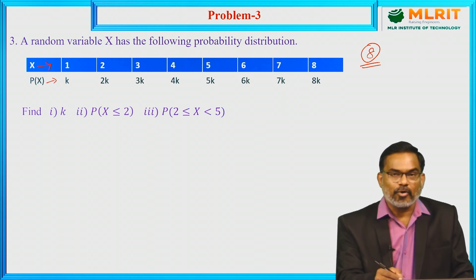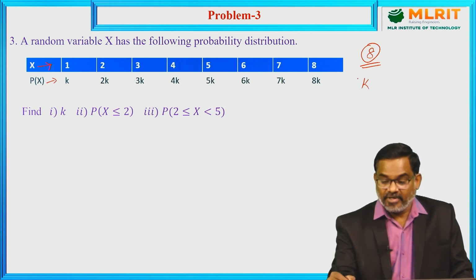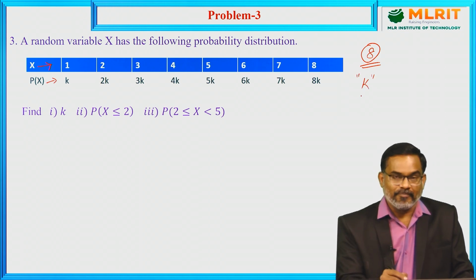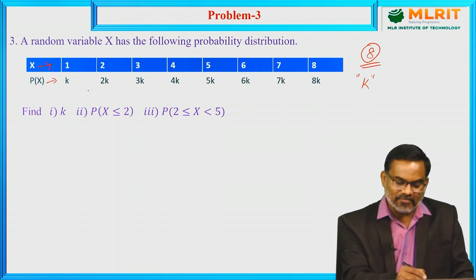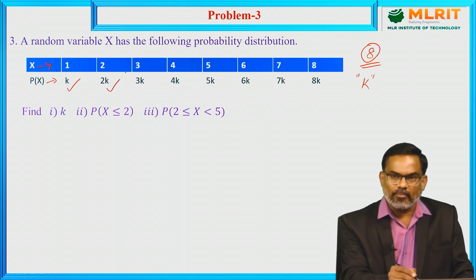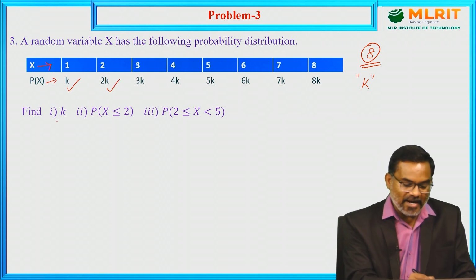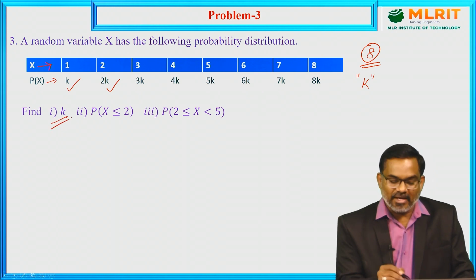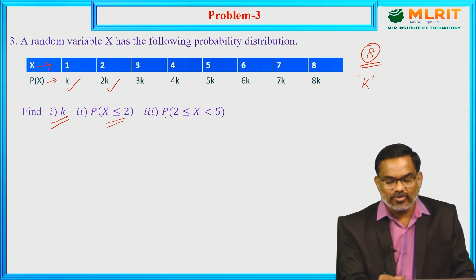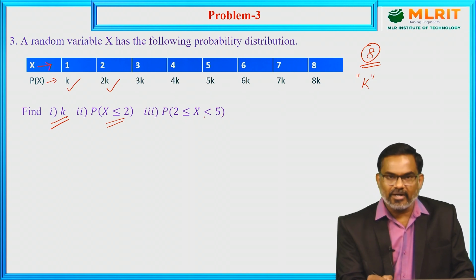And corresponding probabilities are given in terms of an unknown K. Here the value of K is unknown, but the probability is given in terms of K. When X equals 1, the probability is K, X equals 2, probability is 2K and so on. And the question is to find the value of K first, then find the probability of X less than or equal to 2 and X lies between 2 and 5, 2 including and 5 excluding.